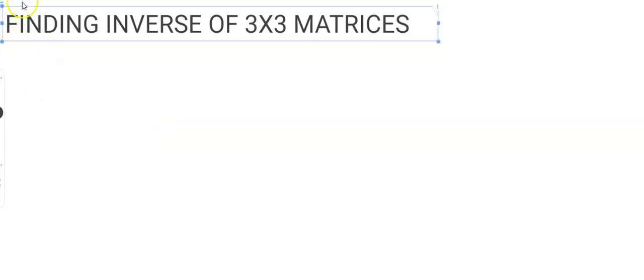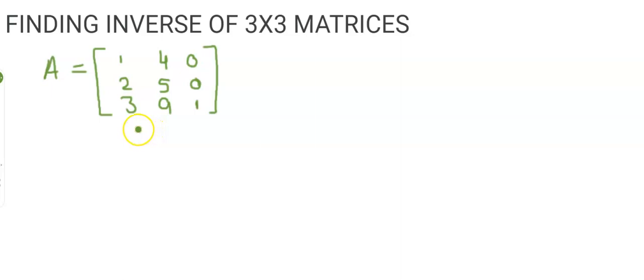Let's say I have a 3 by 3 matrix, and it's A equals 1, 2, 3, 4, 5, 9, 0, 0, 1. And I want to do the inverse of this 3 by 3 matrix.